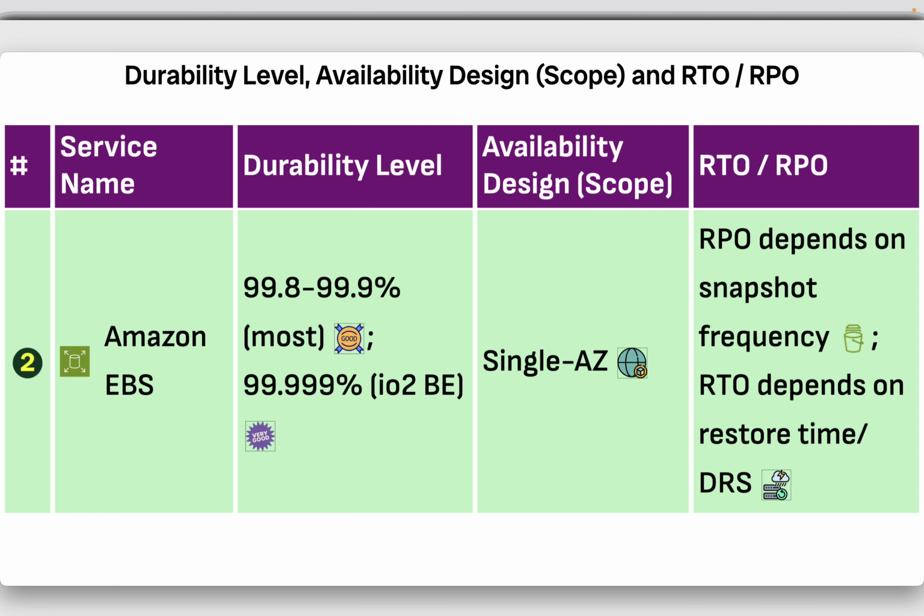And RTO, RPO. Recovery point objective, RPO, depends on the snapshot frequency. If you take a snapshot every 1 hour, only that much data you can lose, not more than that. And RTO means how long it will take to roll back. So RTO depends on the restore time and the disaster recovery service, like the DRS features of this particular service.